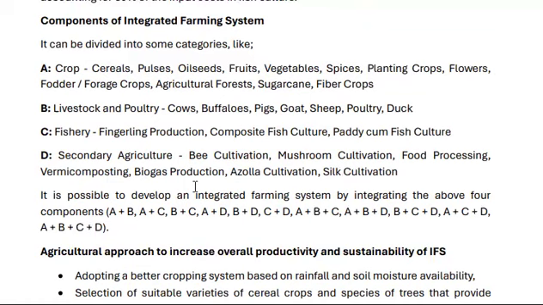So it is possible to develop an IFS by combining or integrating the four categories. So pwedeng A plus B, crop plus livestock and poultry, pwedeng crop plus fishery, pwedeng livestock plus fishery, B plus C, pwedeng crop plus secondary agriculture, and so on and so forth.